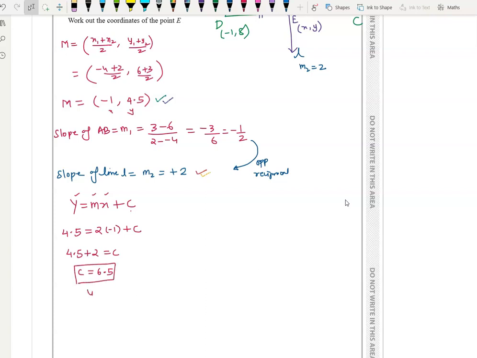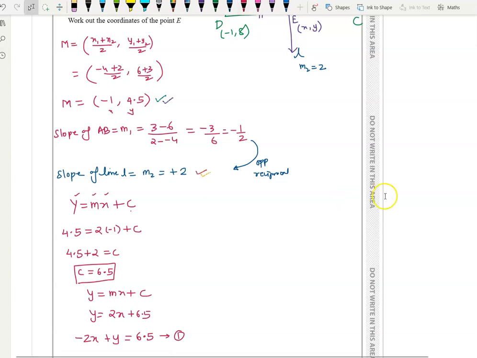So now we can write the equation. So y equal to mx plus c. So y is slope is 2x and y-intercept is 6.5. So plus 6.5. So we got the first equation here, y equal to 2x plus 6.5. If you want, you can rearrange and write it as minus 2x plus y equal to 6.5. We need to find the coordinates of point E, so we need one more equation to solve it. So now let's go back to the diagram.